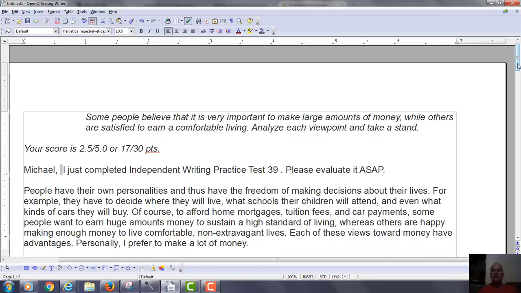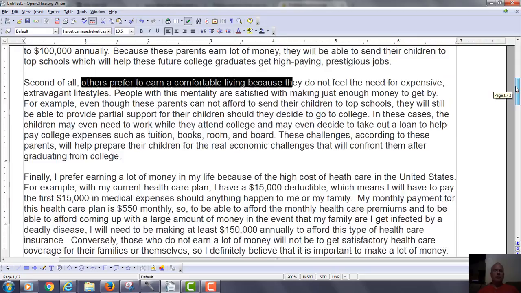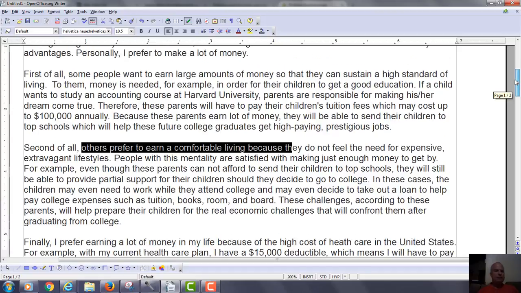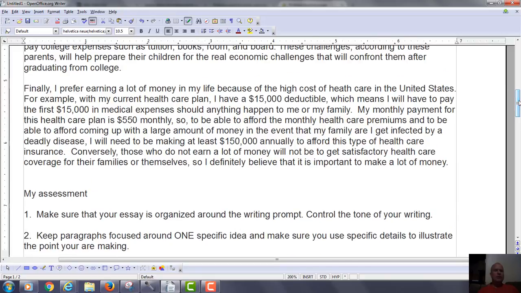And then when I take a stand, I say here, I prefer earning a lot of money in my life because of the high cost of healthcare here in the United States. And if we wanted to here, and then all of this focuses around that.